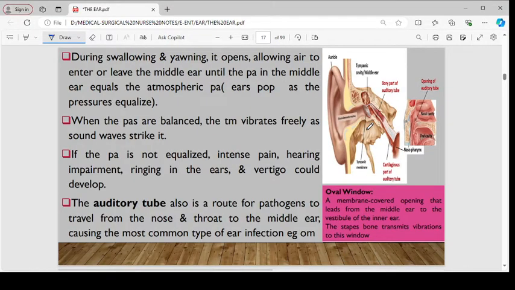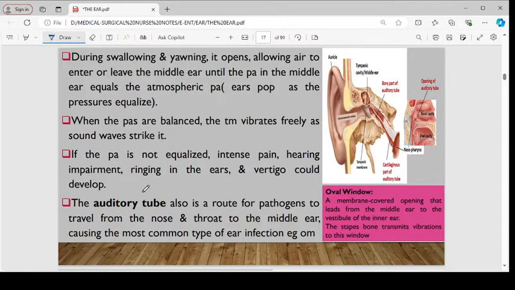During swallowing and yawning, it opens, allowing air to enter or leave the middle ear until the pressure in the middle ear equals the atmospheric pressure. Remember, the ear normally pops as the pressure equalizes. When the pressures are balanced, the tympanic membrane vibrates freely as sound waves strike it. If the pressure is not equalized, intense pain, hearing impairment, ringing in the ears, and vertigo could develop.